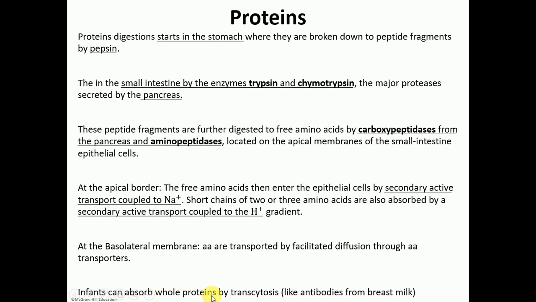Infants have the ability to absorb whole proteins without even having to digest them, by transcytosis, just like, for example, the absorption of antibodies that are found in breast milk.